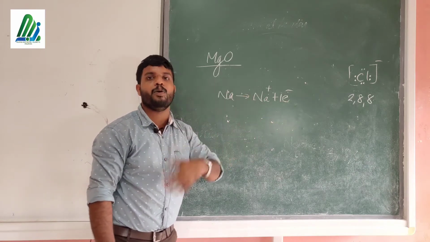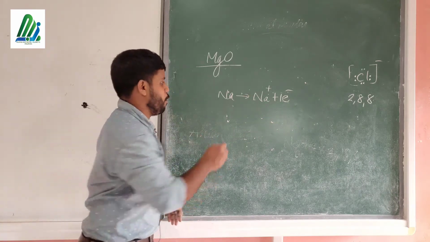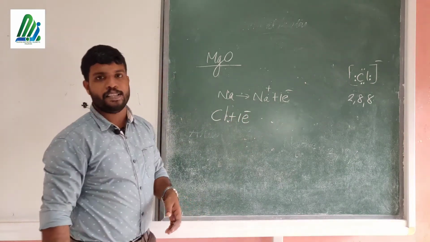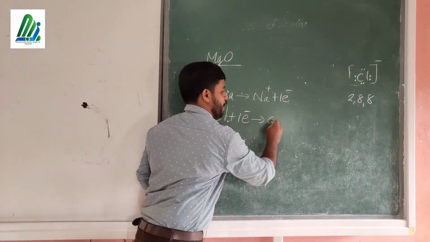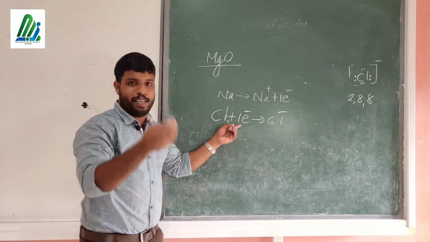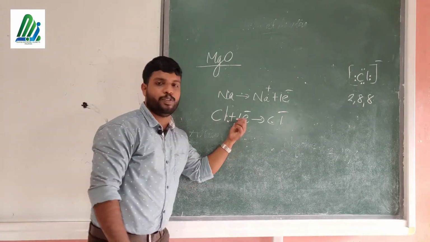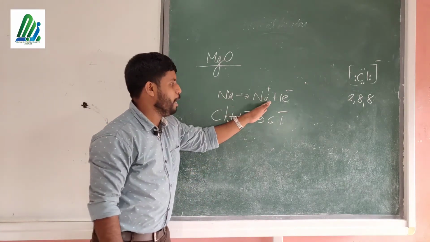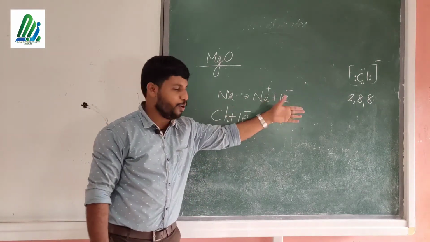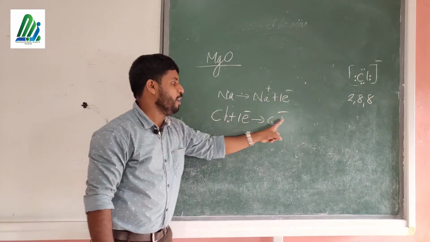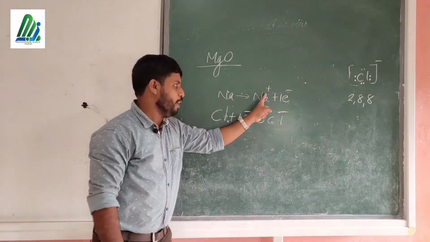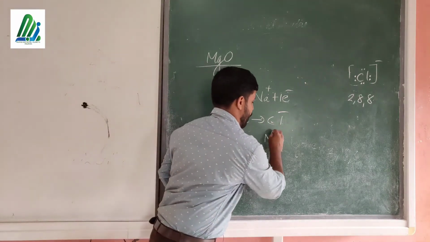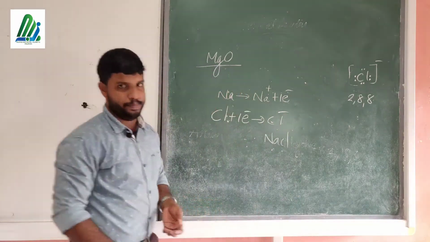At the same time, what will the chlorine do? The chlorine accepts the electron. So Cl plus 1 electron gives Cl minus. Since the electron is being accepted, we write it at the first section of the equation. So Na became Na plus by the donation of 1 electron. Chlorine accepted 1 electron and got a negative charge. So Na plus and Cl minus attract and form a compound. It is NaCl, sodium chloride.